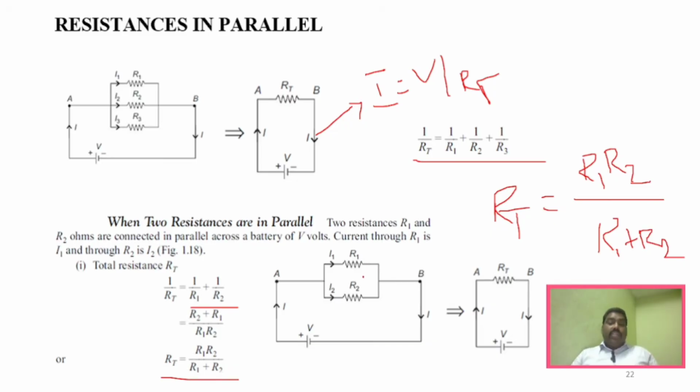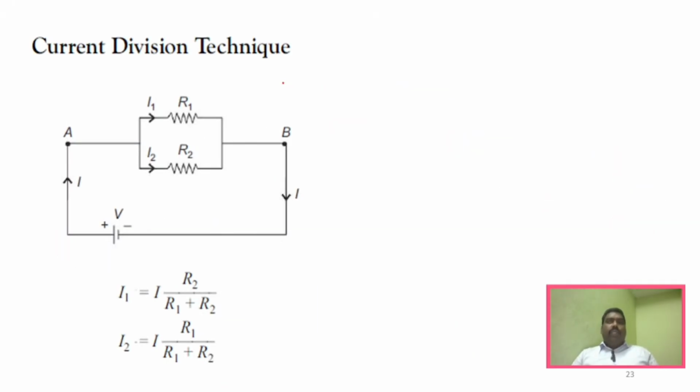So if these two resistances are in parallel, you have to use this formula and you have to find out the RT, and then you can find out the I value. Clear? Right? And now, what is the current division rule? This is a very important rule where you can see here, this is the overall current, and this is the overall voltage. And this current is being split here into I1 and I2.